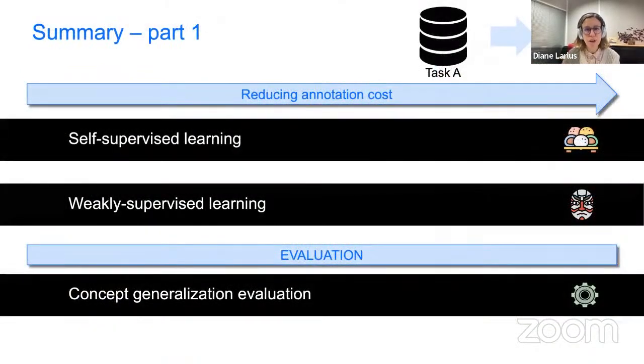So this brings us to the end of the first part, where we've seen two ways to define a proxy task for learning visual representations, which required fewer annotations than the standard pre-training on the large ImageNet dataset and its labels. We've also seen how to evaluate a visual representation to see how well this representation generalizes to new concepts in a principled way.